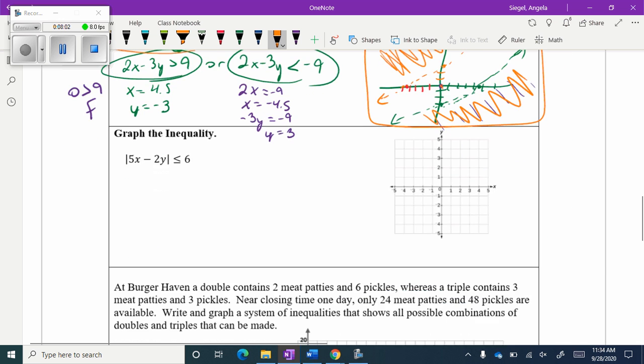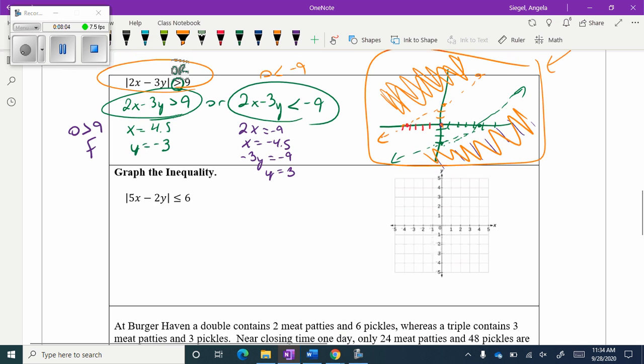Okay, so notice that this one, because it's less than, it's going to be an and, or an intersection. So see what you can do on that, and we'll meet up.